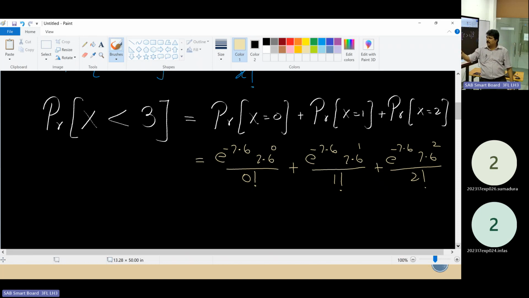e to the power of minus 7.6, 7.6 to the power of x over x factorial. But say you give the value 5 times.